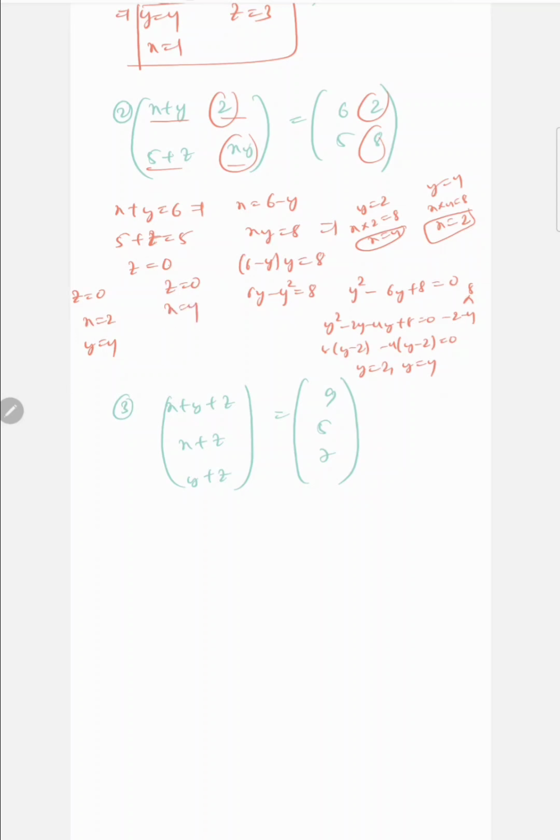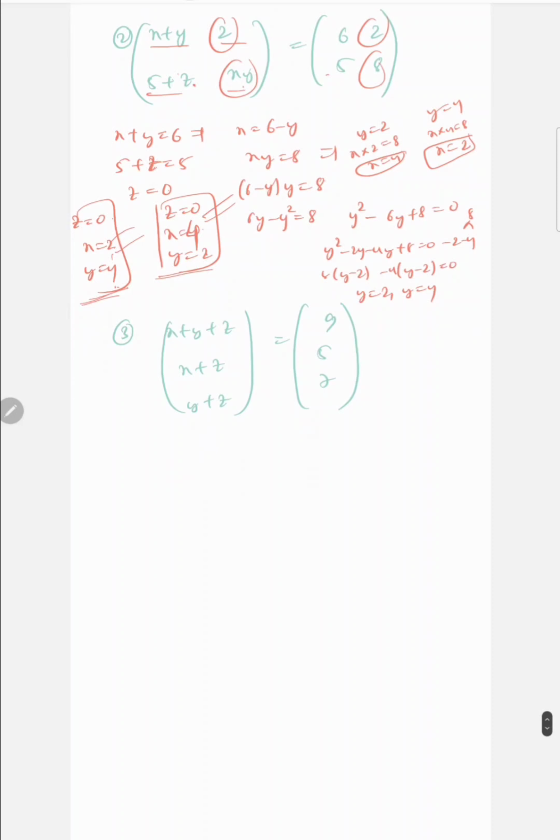x is equal to 4 and y is equal to 2. So we can observe z is equal to 0 will give equality. x into y means 4 into 2 is 8, so both will follow the same. Therefore we are having two cases: when z is 0, x is 2 and y is 4 for one case, and z is 0, x is equal to 4 and y is equal to 2. So these are the two cases.